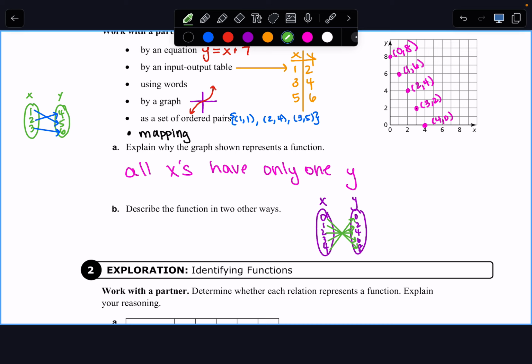We could also say, all right, well, I have a list of ordered pairs. I have 0, 8, 1, 6, 2, 4, 3, 2, and 4, 0. Isn't it way more efficient to do that mapping? I really like that mapping. I'm just going to throw that out there.